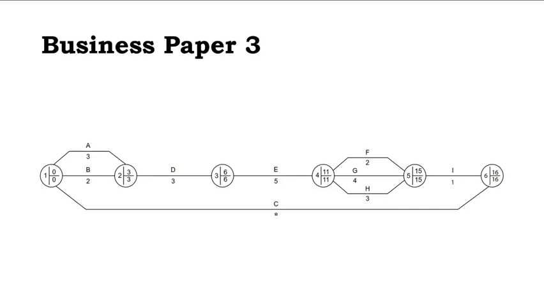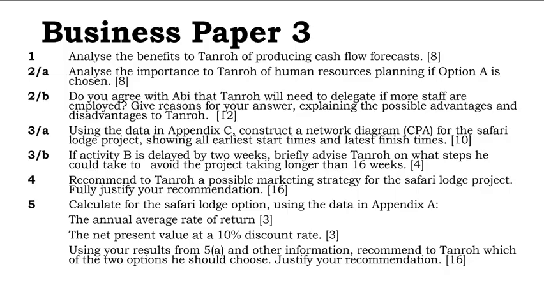Moving back, 16 minus 1, 15. 15 minus 4, 11. 11 minus 5, 6. And 6 minus 3, 3. And 3 minus 2, 0. So it means critical activities are B, D, E, G, I. So this is the answer for 3A.